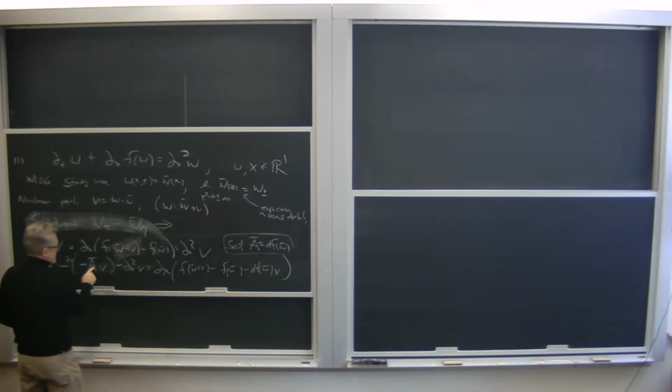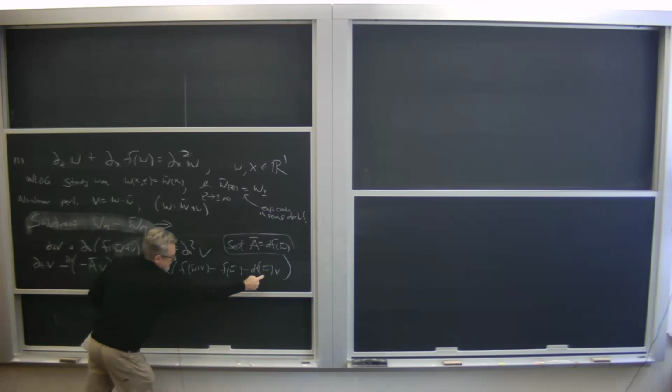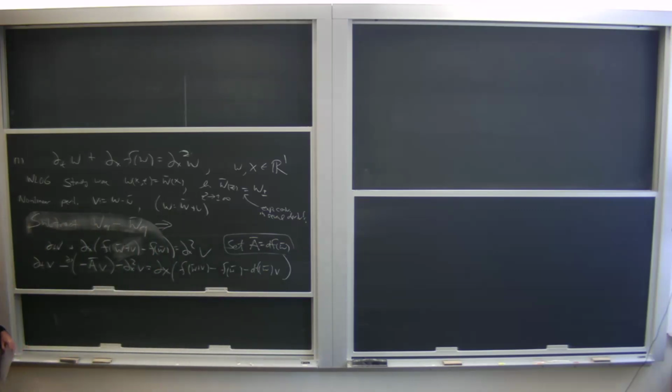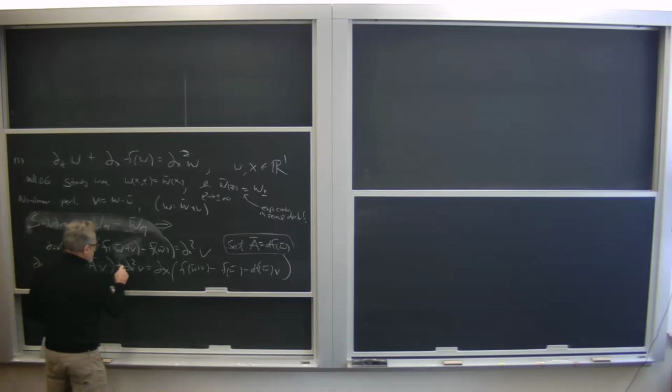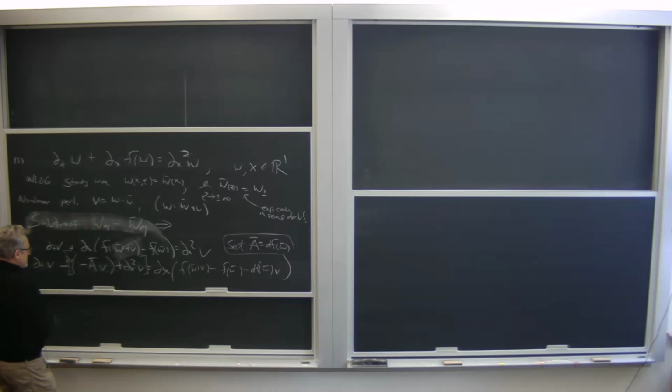So this is just canceling this term. And now we'll call this whole thing LV, because it's a linear operation on V. It has derivatives, so it's not a bounded operator.